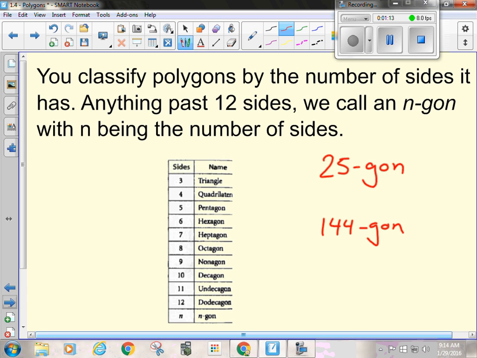So a three-sided figure is a triangle, four-sided is a quadrilateral, and we have lots of quadrilaterals: rectangles, squares, kites, rhombus, trapezoids, a variety of them. 5 is pentagon, 6 is hexagon, 7 is heptagon, 8 is an octagon, 9 is a nonagon, 10 is a decagon, 11 undecagon, and 12 is a dodecagon.